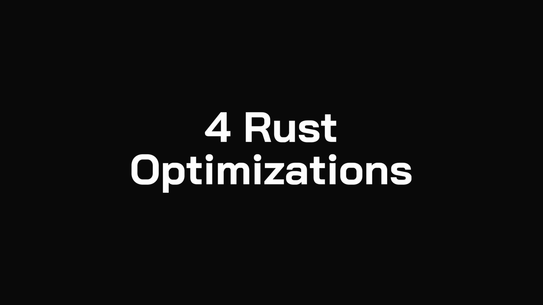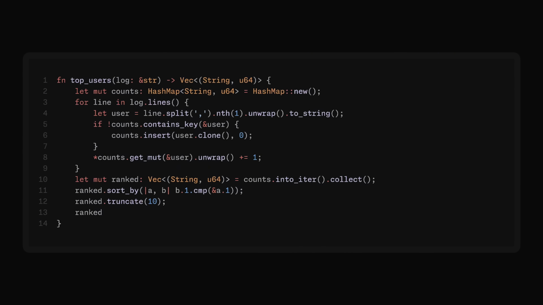Let's dive right in. The previous example was just a warm-up. The actual example we're going to focus on is the top users function. It reads a 20 million line log file and returns the 10 most active users. This is a very common pattern in production code.